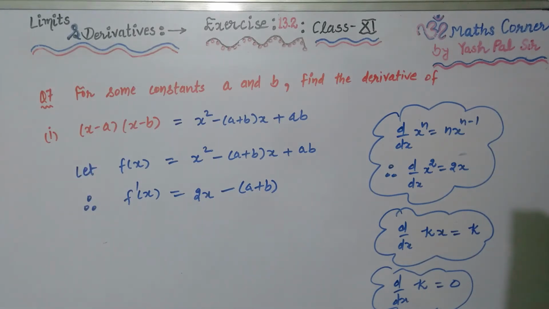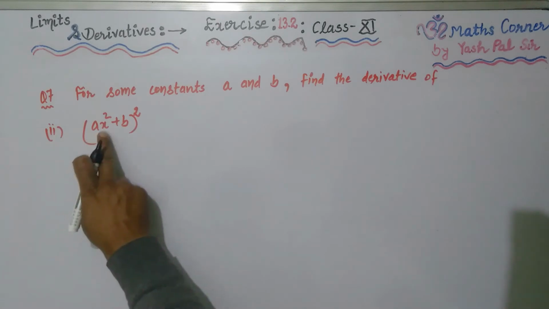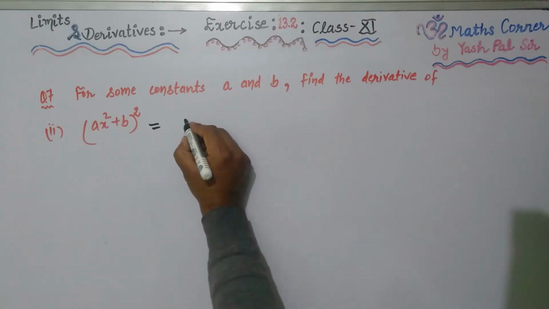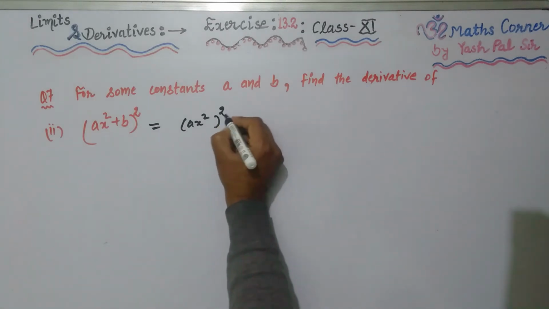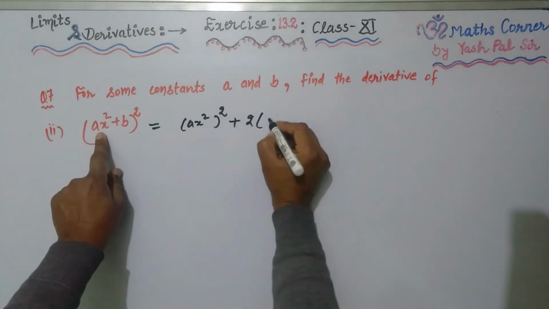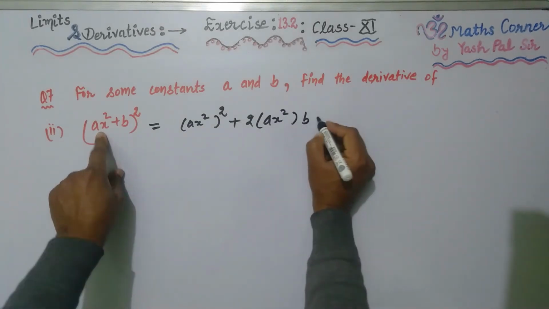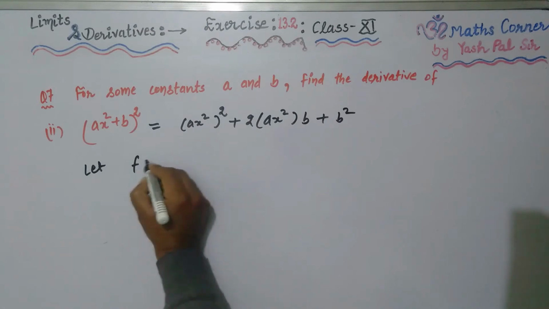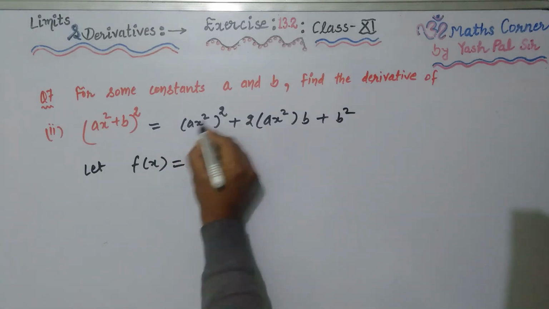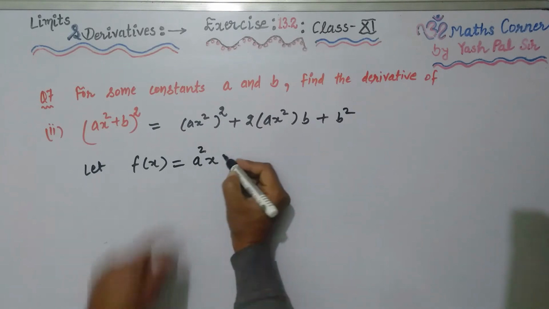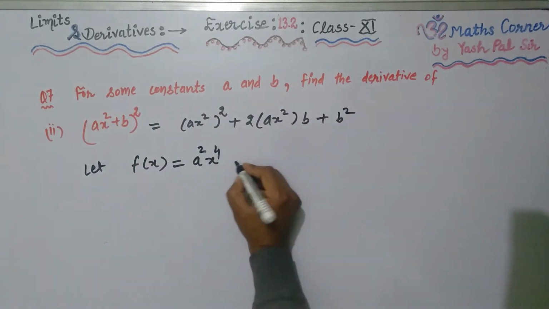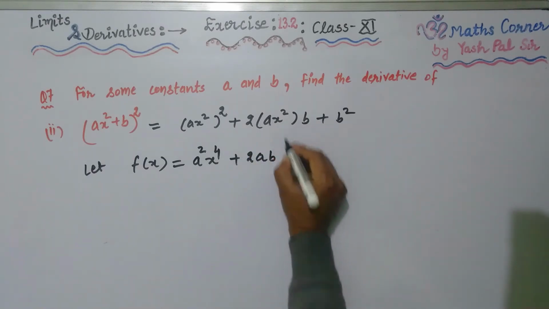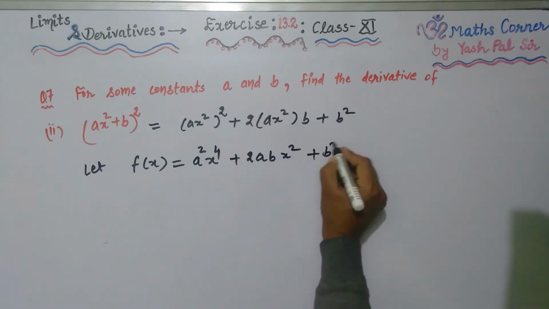Now the next part is, find the derivative of (ax square plus b) whole square. First of all, what we do, we open the square. This becomes (ax square) whole square plus 2 into ax square into b plus b square. So what we do, let us consider this as the function f of x is equal to, this becomes a square into (x square) whole square, which becomes x raised to power 4, plus 2, this is a and this b is written here, into x square plus b square, right?